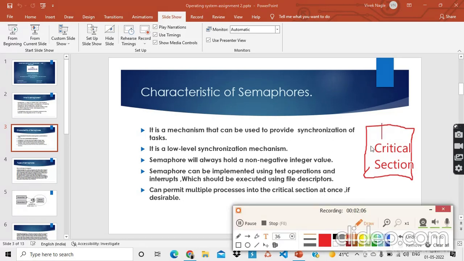In the critical section there may be more than one resource that is acted on by processes. But as we discuss in semaphores, at any one time only one process can access one resource. So the critical section has a number of resources; a process enters, accesses a resource and executes its task. Next we discuss the characteristics of semaphores.